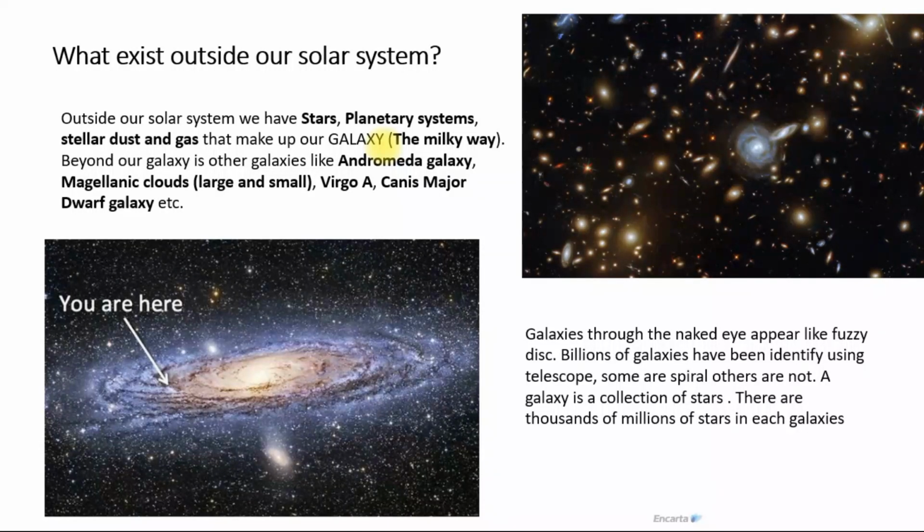Now, galaxies through the naked eye appear like fuzzy disks. Billions of galaxies have been identified using telescopes. Some are spiral, others are not. Now, galaxies are just collections of stars that are together, held by a strong force at their center, which we'll discuss later. There are thousands of millions of stars in our galaxy.